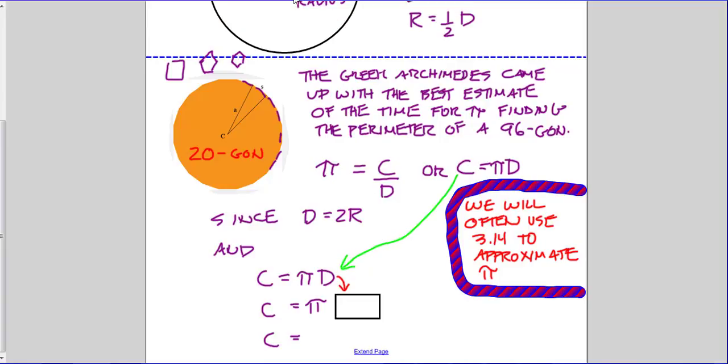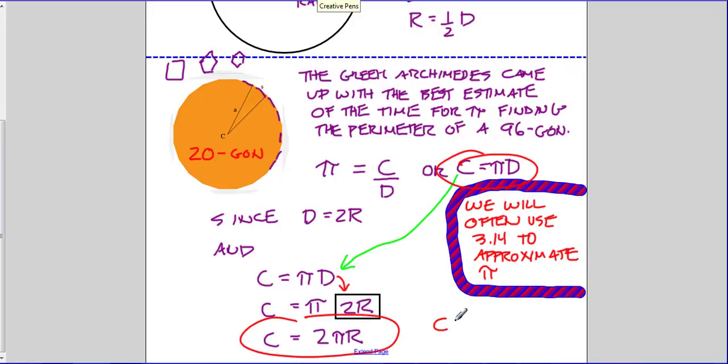I can replace d with 2r. So that's pi times 2r, which is the same as 2 times pi times r. So these are our two formulas for the circumference of a circle. And both of them get used frequently. C equals 2 pi r and c equals pi d. These are formulas that need to be memorized.